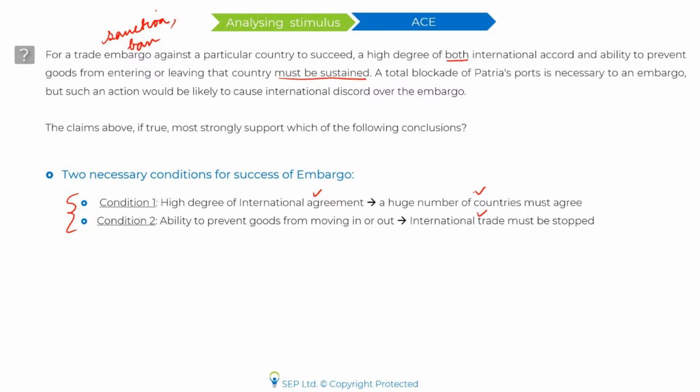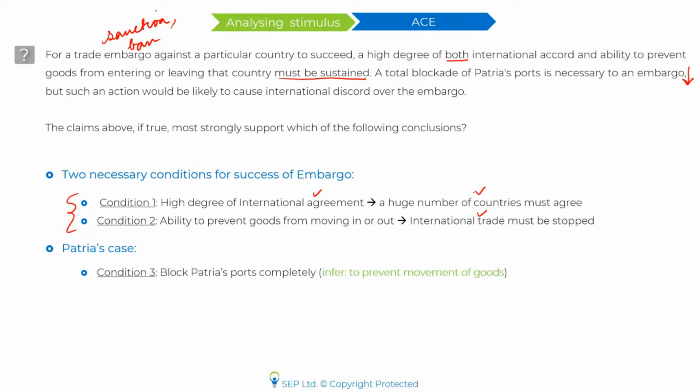Let's read further. A total blockade of Patria ports is necessary to an embargo. Okay, so now we're talking about a particular country, probably called Patria. In case of Patria, there's another thing that is given here, another necessity. And that necessity is you have to block the ports of Patria completely.